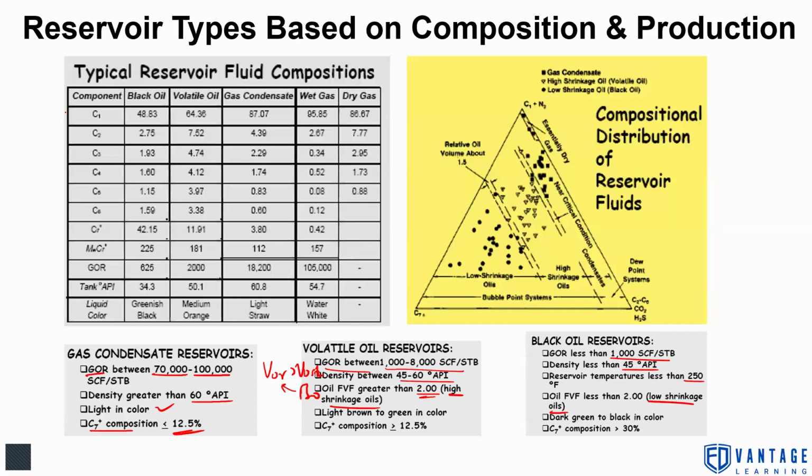So depending on each of the fluid compositions, you can see the component mole percentages. Black oil has the least C1, but wet gas has the highest C1. Similarly, gas condensate has C7 plus in larger number. Molecular weight is 112 and also 3.8 is quite high. But black oil also has C7 plus of more in quantity or mole percentage.